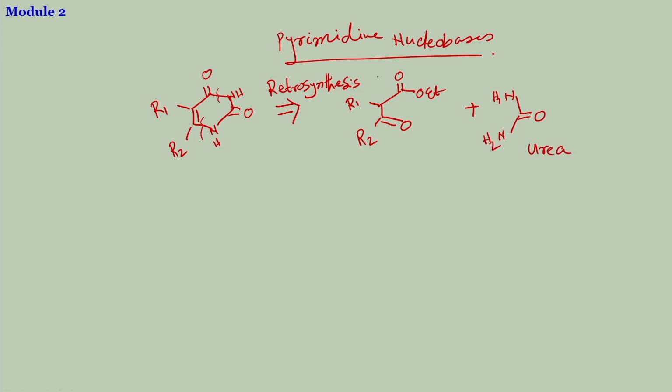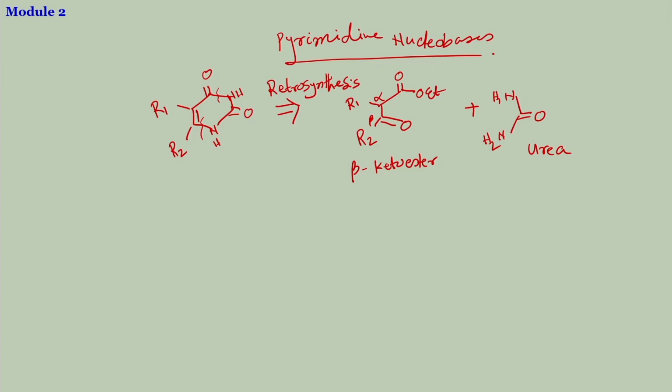So in general, this kind of compound is known as beta keto ester. If you consider this is an ester, this is the alpha position, this is the beta position. So you have a carbonyl group at the beta position. That is why it's called the beta keto ester. So a combination of beta keto ester and urea. So this is the retrosynthesis.